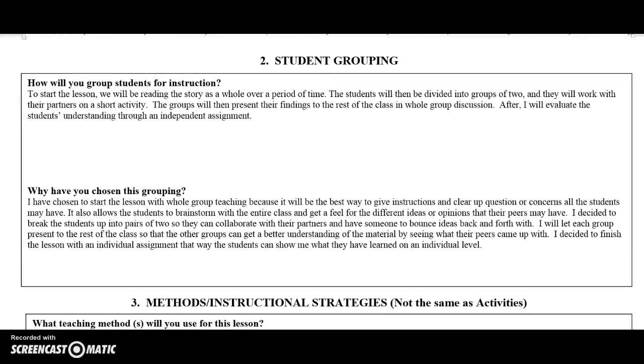Number 2, my student grouping. How will I group the students for instruction? To start the lesson, we will be reading a story as a whole over a period of time. The students will then be divided into groups of 2, and they will work with their partners on a short activity. The groups will then present their findings to the rest of the class in whole group discussion. After, I will evaluate the students' understanding through an independent assessment.